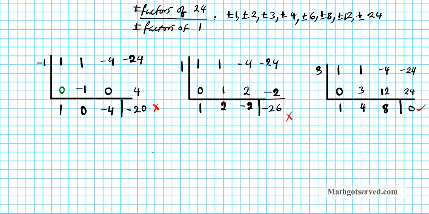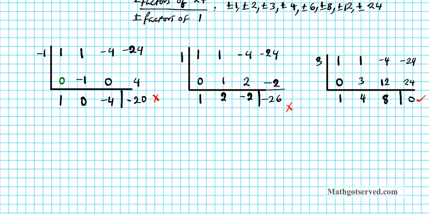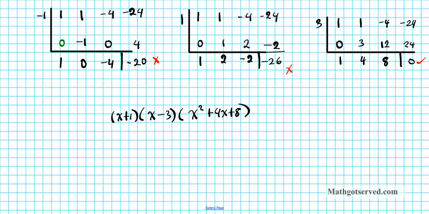So the first one was x plus 1. So we have x plus 1 times x plus 3. Actually, x minus 3. You always have to do the opposite. And the depressed polynomial, x squared plus 4x plus 8. Okay? Now, to factor this depressed polynomial, or to find the zeros, we can try factoring using the x game. So let's try that and see what happens.